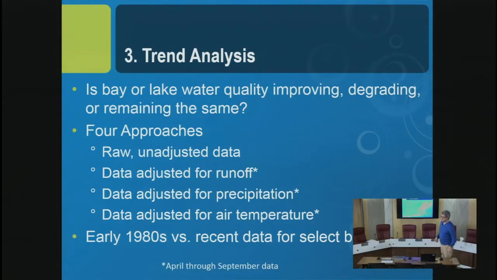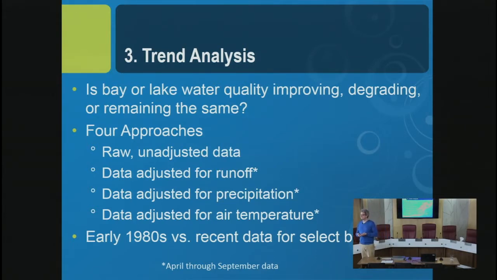Finally, the trend analysis. Is a bay or a lake water quality getting better? Is it getting worse? Or can't we detect a difference? And we use 4 approaches. One is just straight water quality data. You go out and collect your sample, you get a data point, that's what we look at.